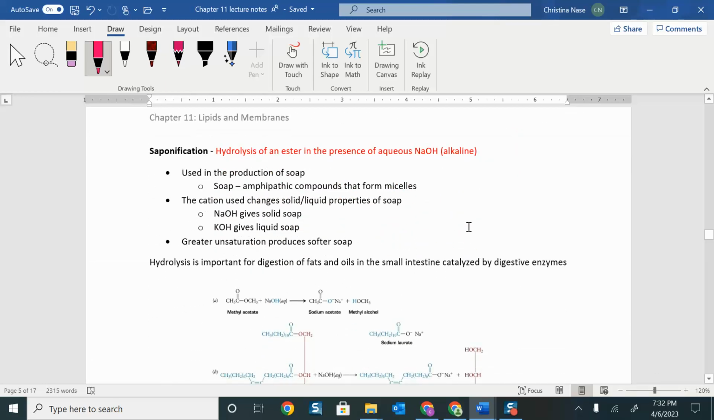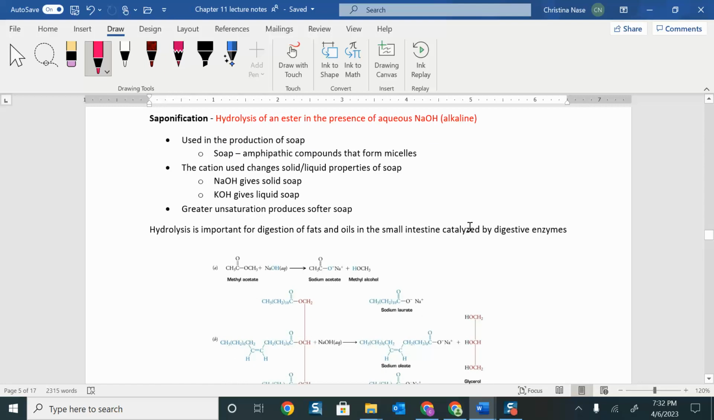It'll last longer. And then the last reaction is saponification, and we've already kind of looked at this. This is the ester hydrolysis, but in the presence of a base. As I mentioned before, saponification is how we make soap. So this is used in the production of soap. Soap is kind of cool. It's amphipathic, which means one side is hydrophilic, one side is hydrophobic, and they form these micelles where the hydrophobic region is going to be on the inside of the sphere, and the hydrophilic region is going to be on the outside.